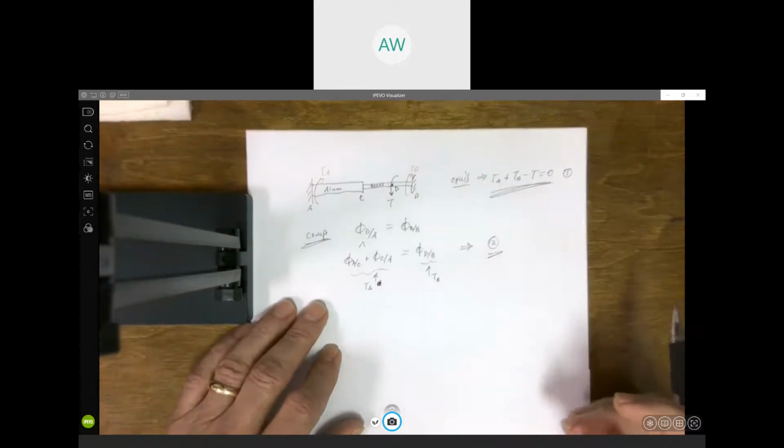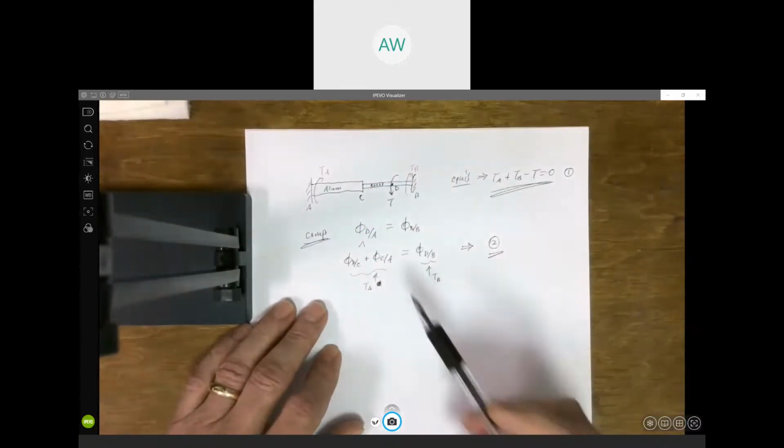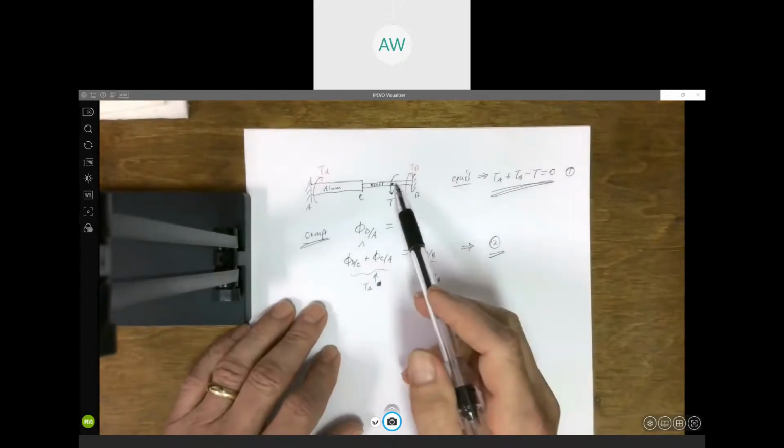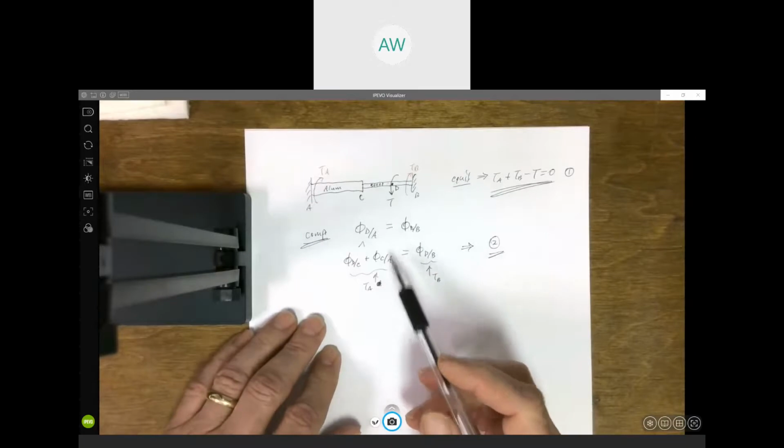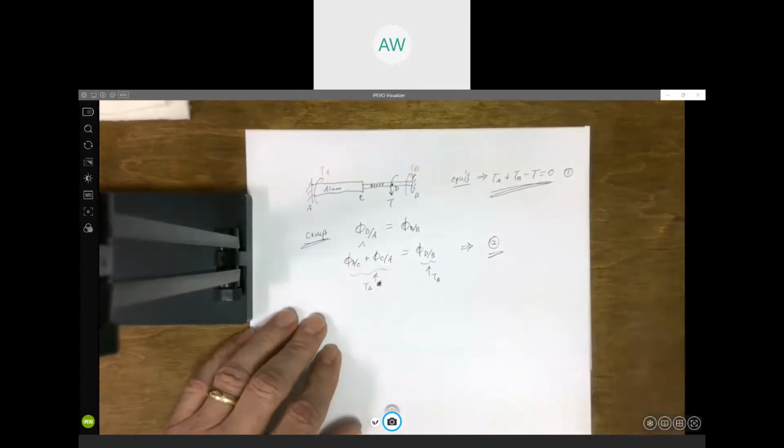Any question about why from D to A we had to split up into two different ones? Because J changes, L changes, and G and J both change.